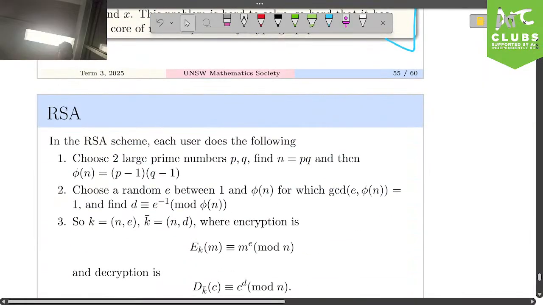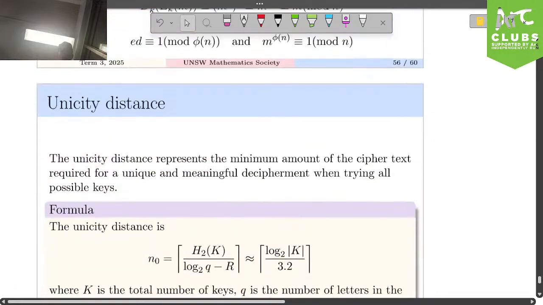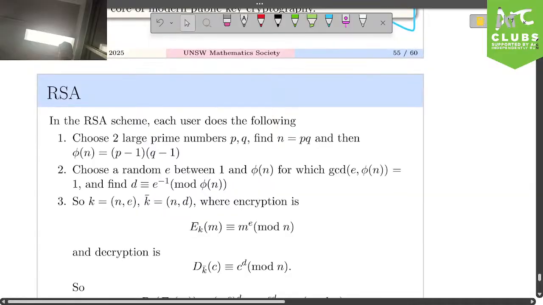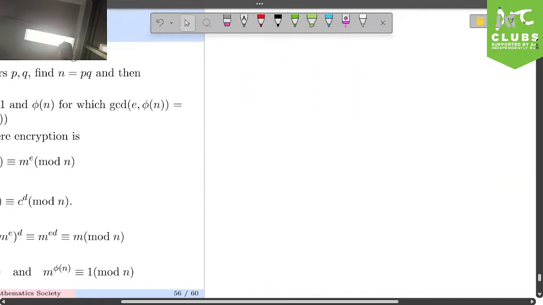Okay, so RSA. This is really cool. So how does it work? Oh no, I don't have my blank slide. Oh well, it is what it is.